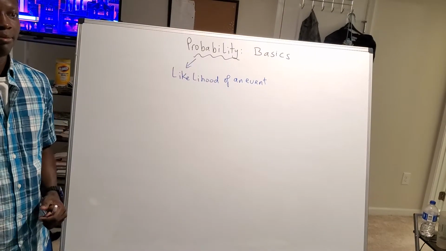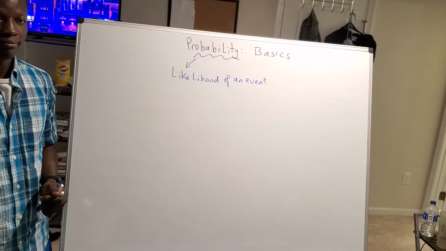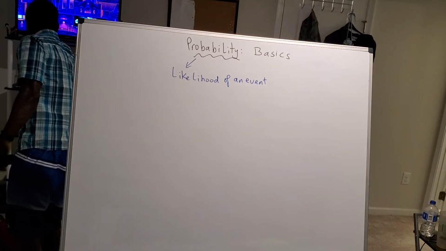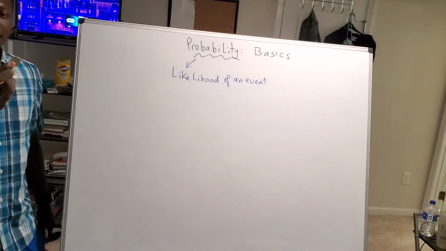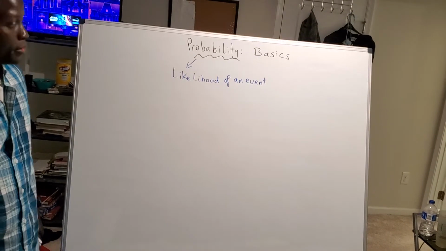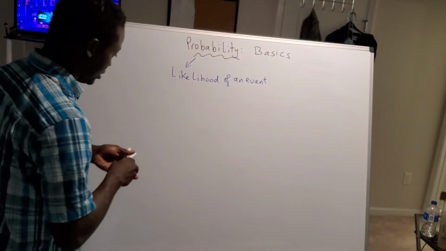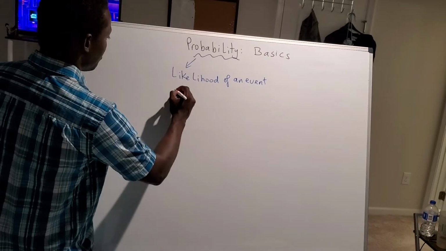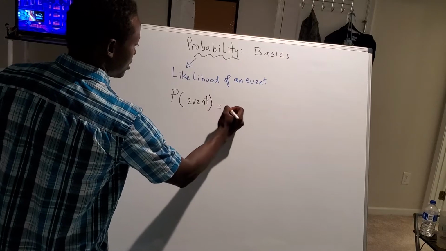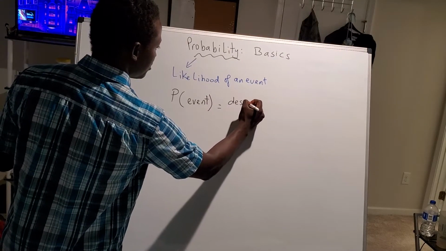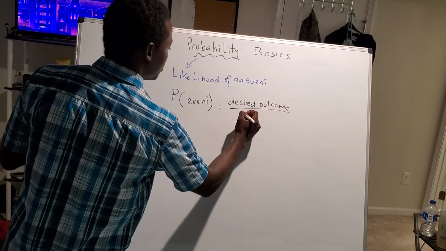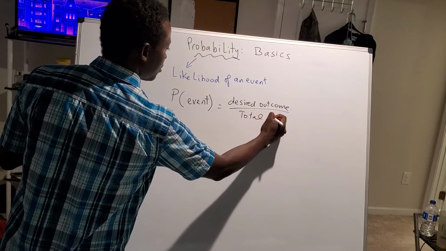So if I tell you, what's the probability, let's say the quarter. All right, I have the quarter here. What's the probability it's going to be head or tail, right? So we can say the probability of an event is the desired outcome over the total outcome, right?